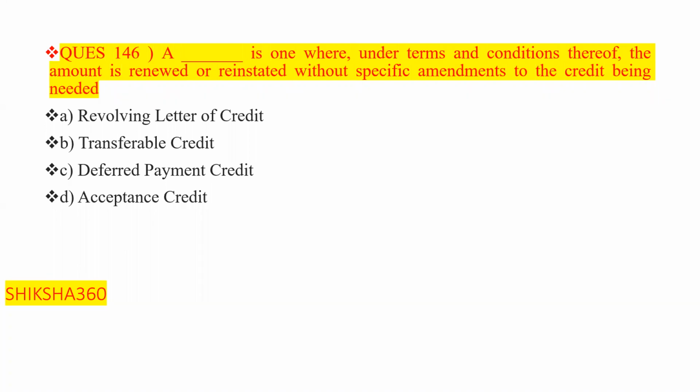First one is a revolving letter of credit. Second one is transferable credit. Third one is deferred payment credit. Fourth one is acceptance credit. So what is the correct answer here? The correct answer is the revolving letter of credit. This one is the correct answer.